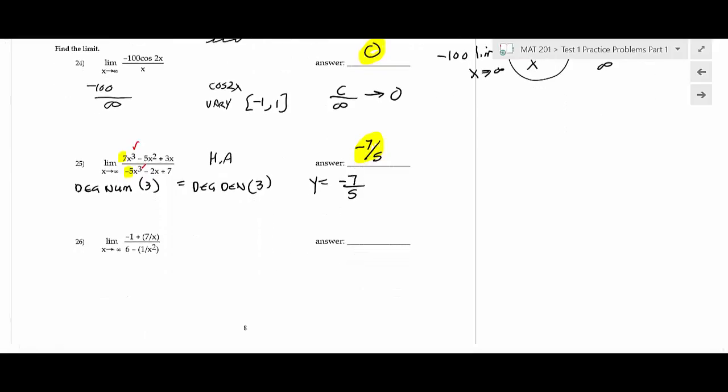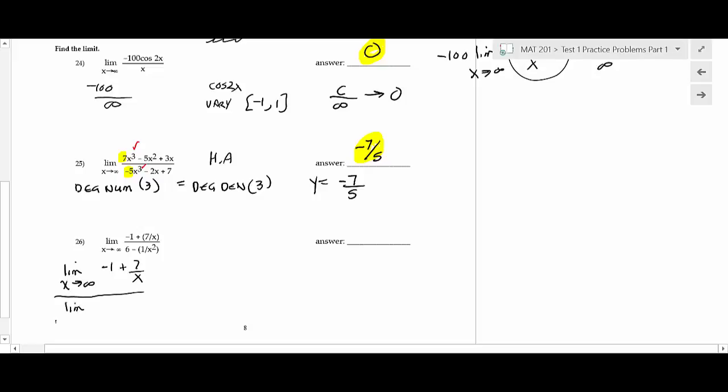Okay, the next one, you can use the limit laws on this. I think the limit laws come in very helpful on some of these problems. So this one, I have a limit of a quotient, so I can do the quotient of the limits. So I can do the limit as x goes to infinity of -1 plus 7 over x. Then I can do the limit as x approaches infinity of 6 minus 1 over x squared.